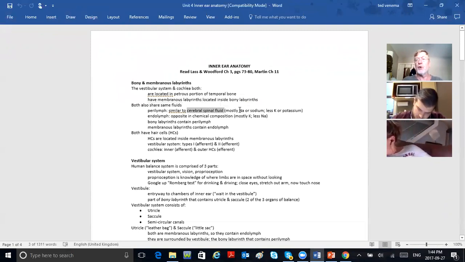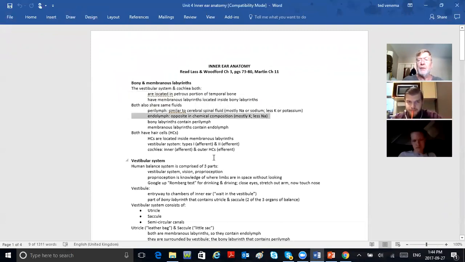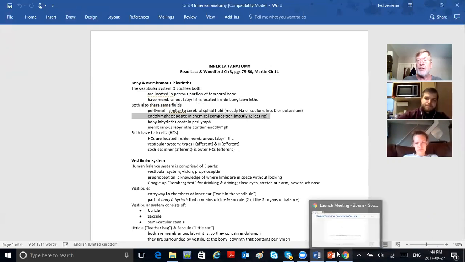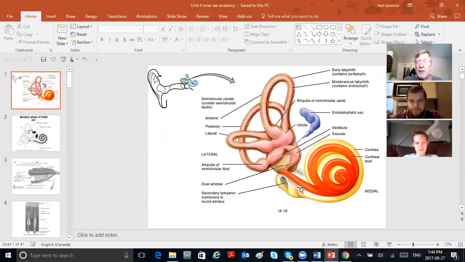This has got more sodium and less potassium in it. You don't need to memorize which is which. But endolymph is opposite in chemical composition. It's got mostly potassium and less sodium. So which one has which? Let's look at the picture. Perilymph fills the bony labyrinth. It's all in this area that I'm showing you with my cursor. It's in this area, all this brown area. All those are the bony labyrinths, and they are filled with perilymph fluid.